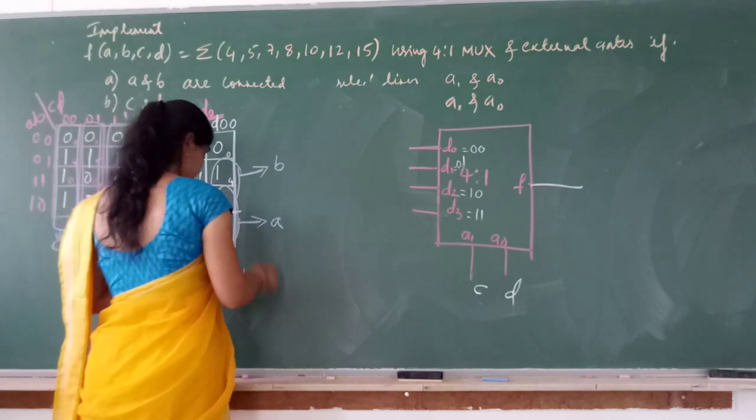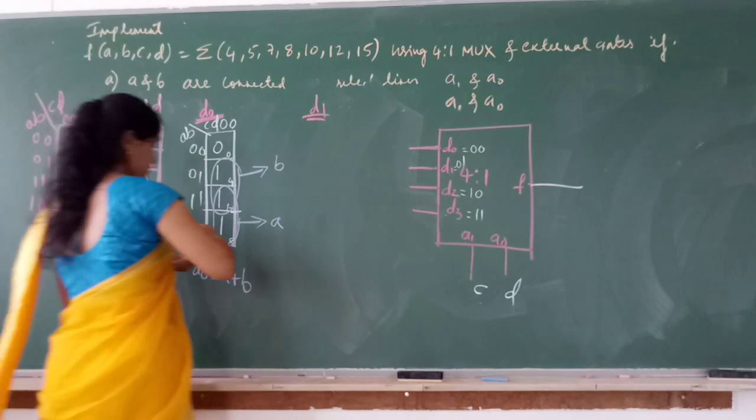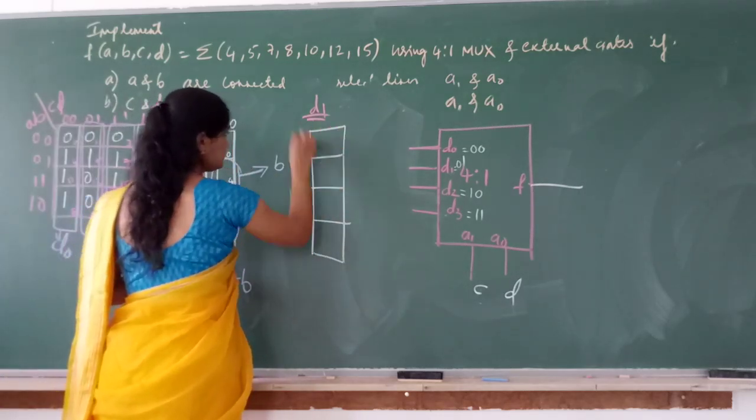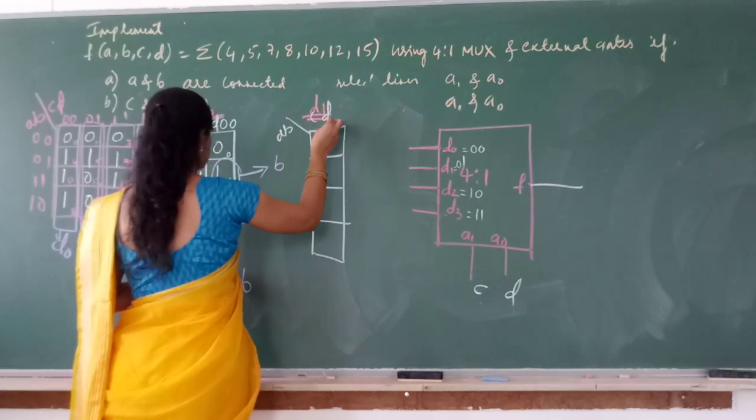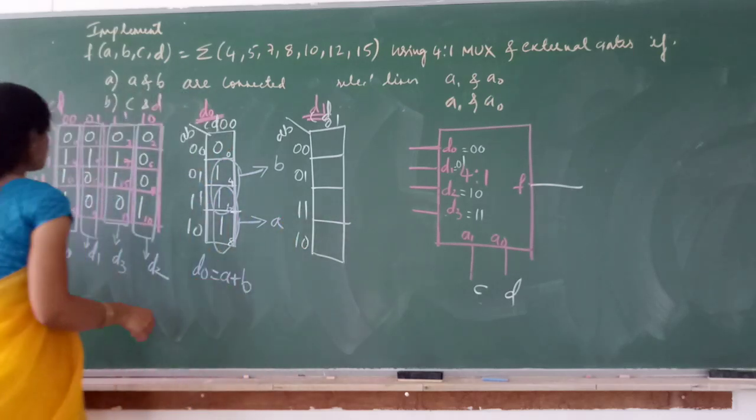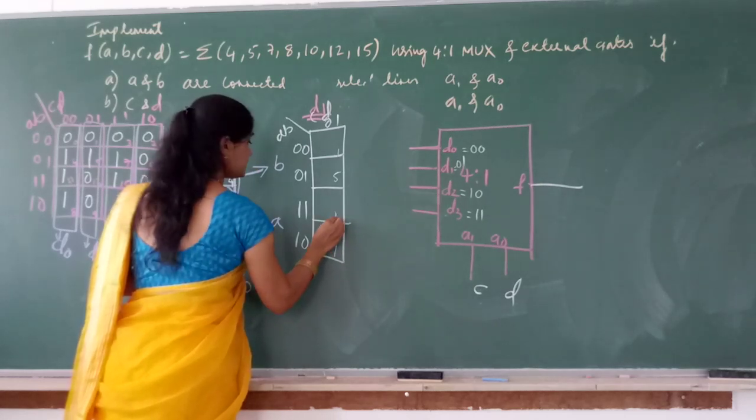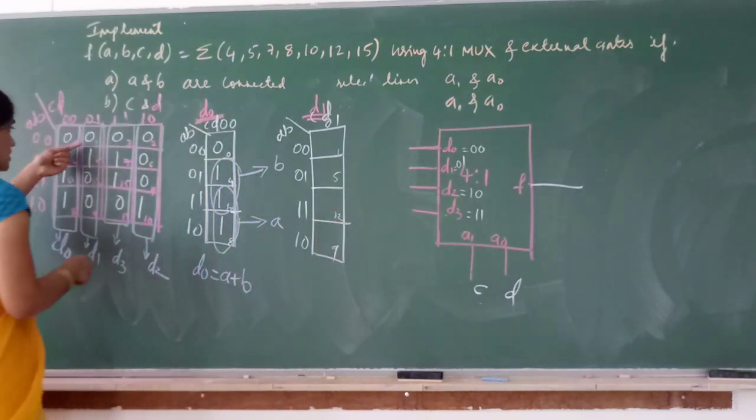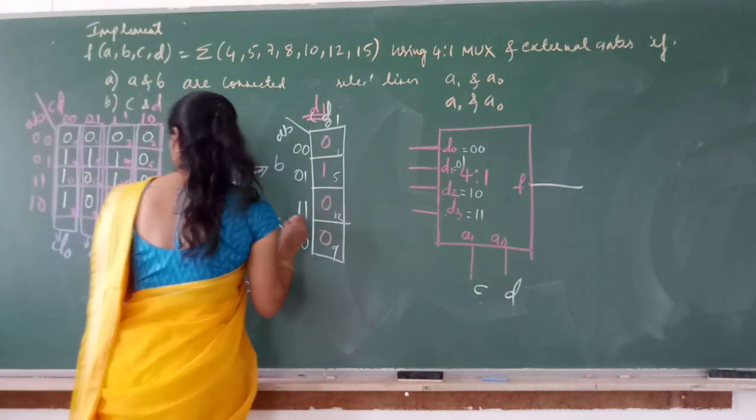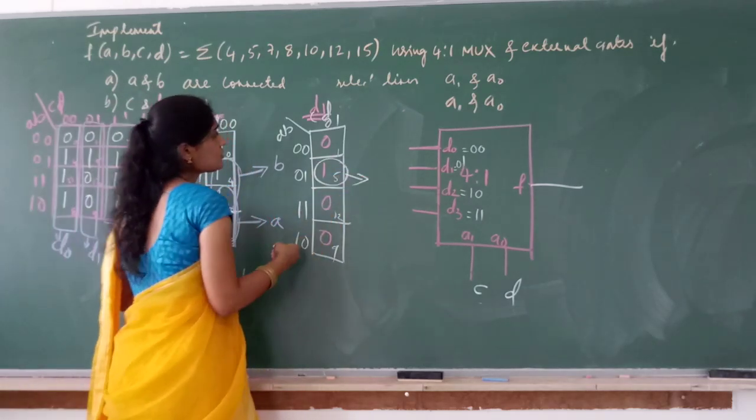Similarly, solve for D1. For D1, okay, write the K-map. This is AB, this is CD. CD is taking 0, 1. AB is taking 0, 0, 0, 1, 1, 0, 1, 1. Cells are 1, 5, 9, 13. So terms are 0, 1, 0, 0. Only one cell has got 1. So this is alone.